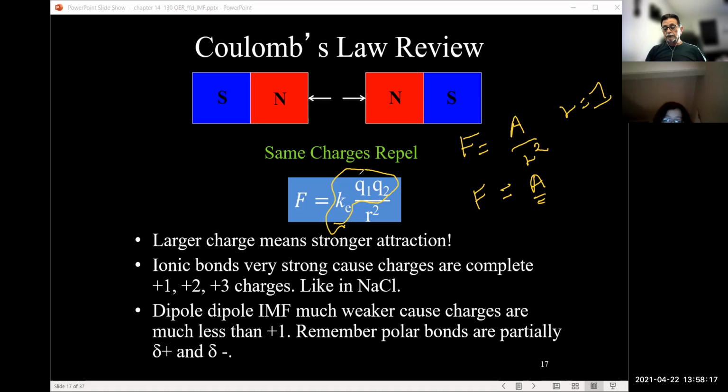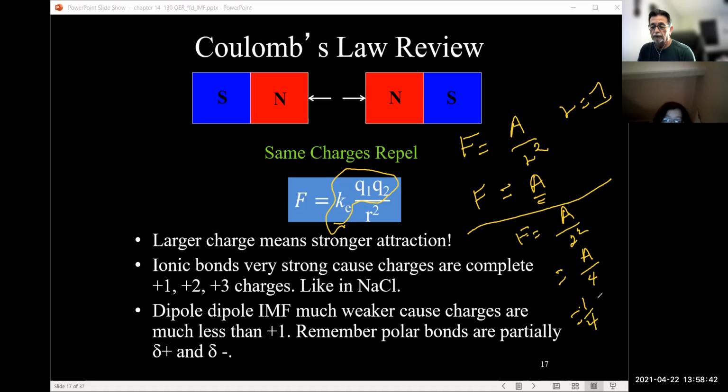All right. Now, let's take the second scenario. Let's double the radius. Whereas at 1, now we're at 2, okay? And so what happens there? Now force becomes A divided by 2 squared. And that means that A is divided by 4, or 1/4. So by doubling the distance between the two charges, we have decreased that force by 1/4. Okay, the force dropped by 1/4.